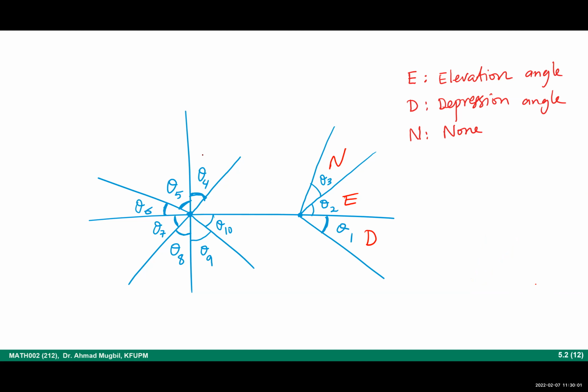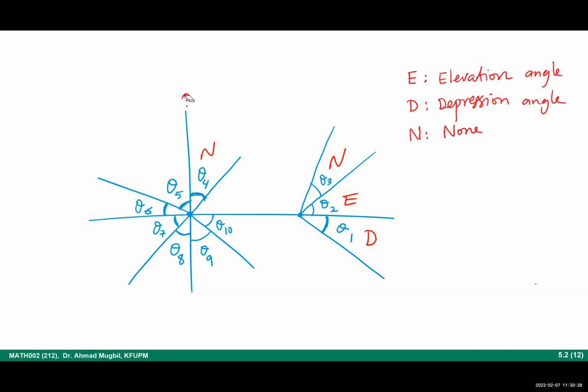Theta 4 is none? Sure. Why? There is no horizontal line. One of the sides must be horizontal. Yes. Where is it? Is this horizontal or this? You have a problem with the horizontal and the vertical, Muhammad. No, the one below. So this is another angle here. So this is another angle, yes.